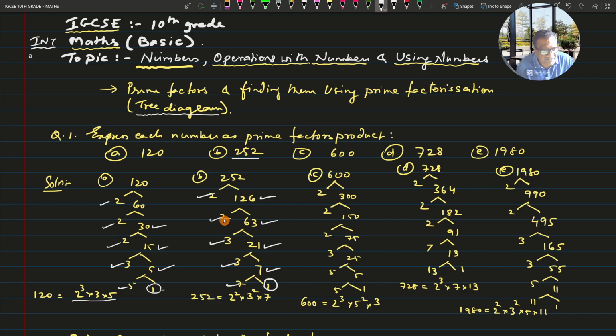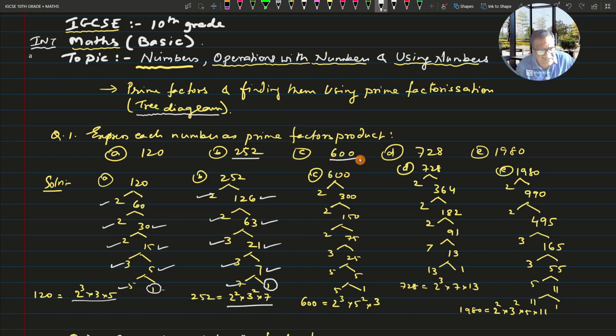Now all the numbers on the left hand side branch are the prime factors. So you have how many 2's? You have 2 2's and you have 2 3's and you have 1 7. So the prime factors of 252 will be 2 square into 3 square into 7. Right? So these are the prime factors of 252.